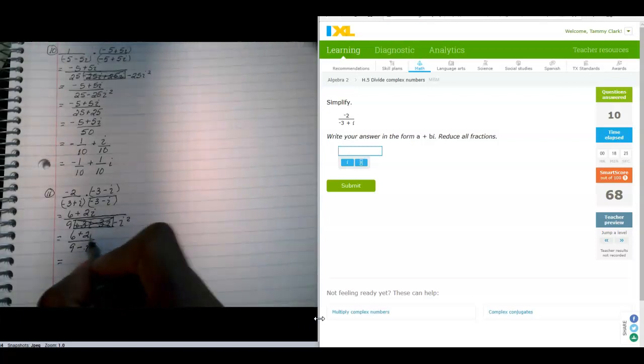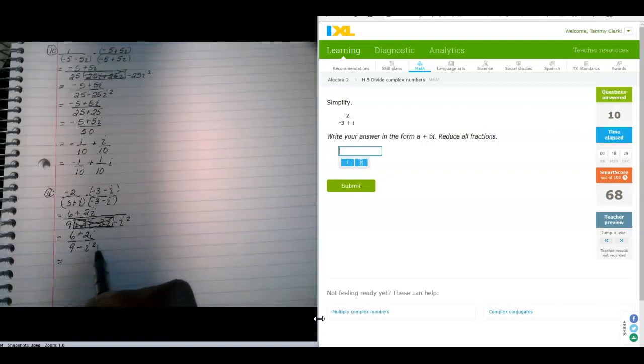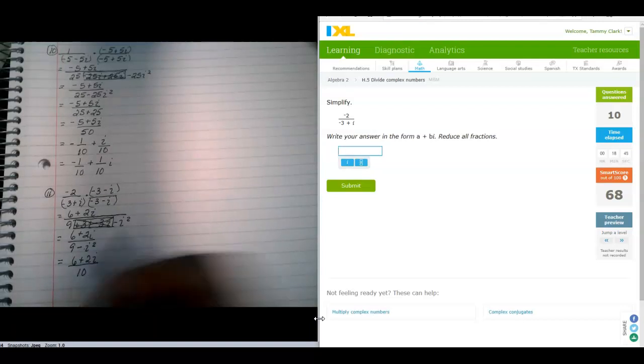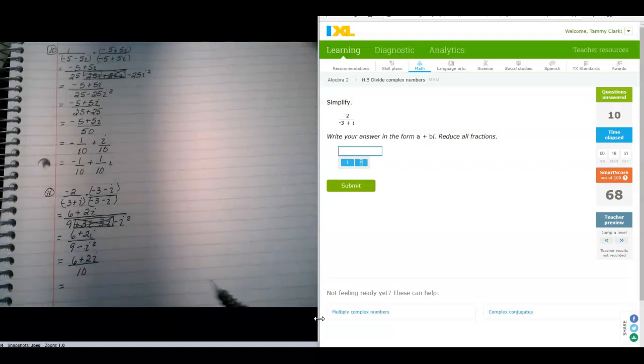Well, I forgot the i squared is -1. So minus -1, that's like saying 9 plus 1. So we have 6 plus 2i, and this would be 10. So we'll continue. Well, 6 over 10, we can simplify that by dividing by 2. So this would give us 3 over 5. And then here, we're dividing by 2 again. So that would give us plus 1 over 5, and put your i out there.